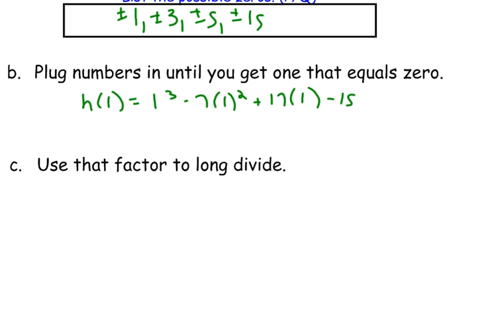Next, I'll try the negatives. I'm just going to go ahead and put a negative in these spots here. Negative 1 cubed is negative 1. Negative 1 squared is 1 times a negative 7. Negative 7. Ooh, this is not going to equal 0. Alright, so now 1's out.